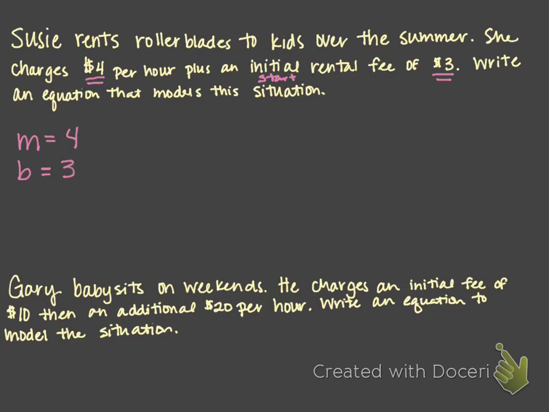From this, we can write our equation in slope-intercept form. So y equals mx plus b. And all we have to do is replace m with 4 and replace b with 3. So we get our final equation of y equals 4x plus 3. Alright, we can do the same model for the very next problem.